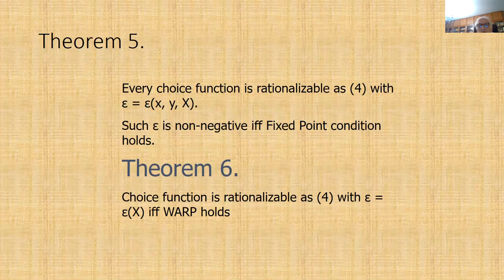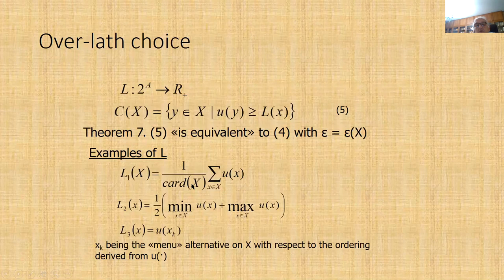Some other questions? No? So I would like to emphasize two things which I like very much. These are my theorems, and this weak axiom of revealed preferences, a very classic thing. It turned out that it gives us rationalizability by utilities in the case of single-valued choice functions, and in multi-valued choice functions the same thing gives us epsilon depending on epsilon of X, okay? And now I go to the next story.